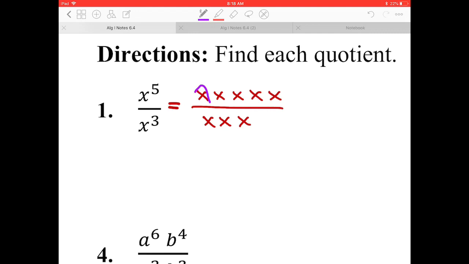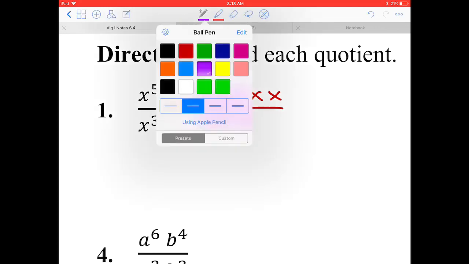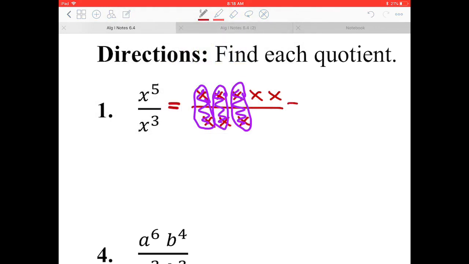So here's a pair of x's right here. They're canceled. Here's another pair. They're canceled. Here's another pair. They're canceled. I can't cancel any more after that because I don't have any more pairs in the numerator and denominator. So what I'm left with is 2 x's in the numerator, or otherwise x squared. That's it. If you want to put it over 1, knock your socks off, but not necessary.